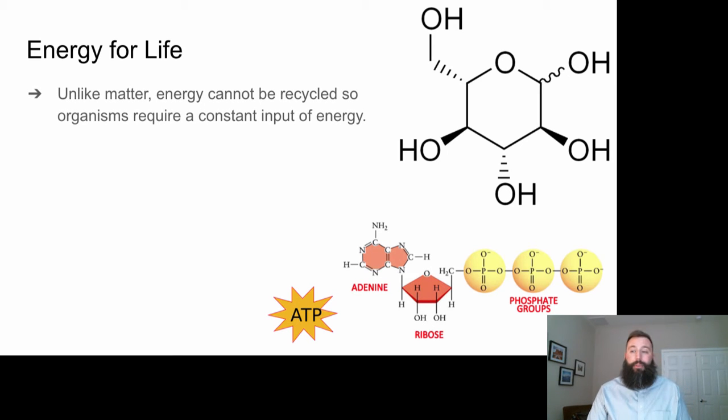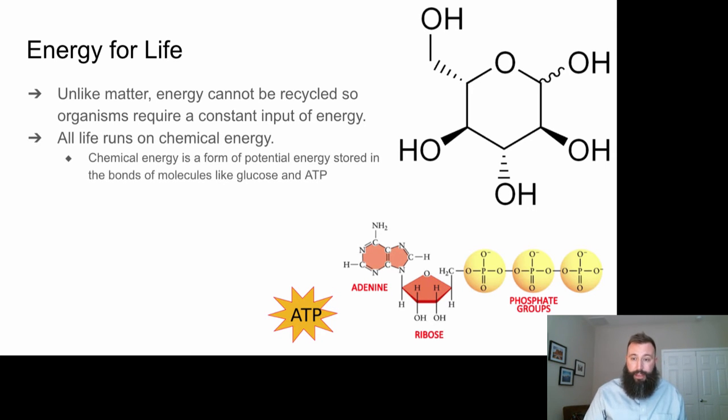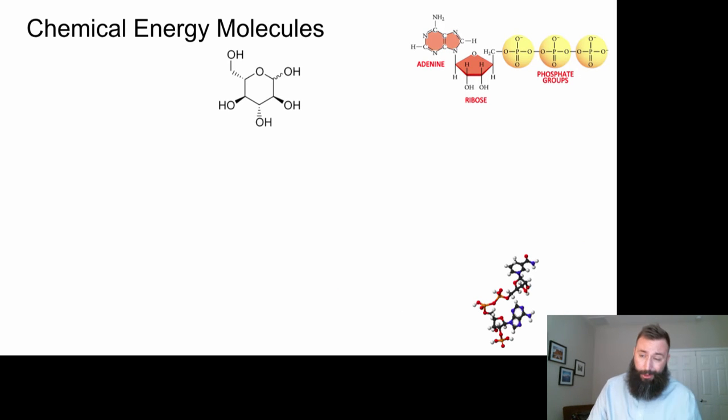Unlike matter, energy cannot be recycled, so organisms require a constant input of energy. For plants, that constant input of energy is the light that shines down that they're able to convert into foods for themselves. With heterotrophs, that constant input of energy comes from those sources of food that they consume. So all life runs on chemical energy, and the chemical energy that we deal with oftentimes in biology comes in two simple forms: glucose and adenosine triphosphate, or ATP.